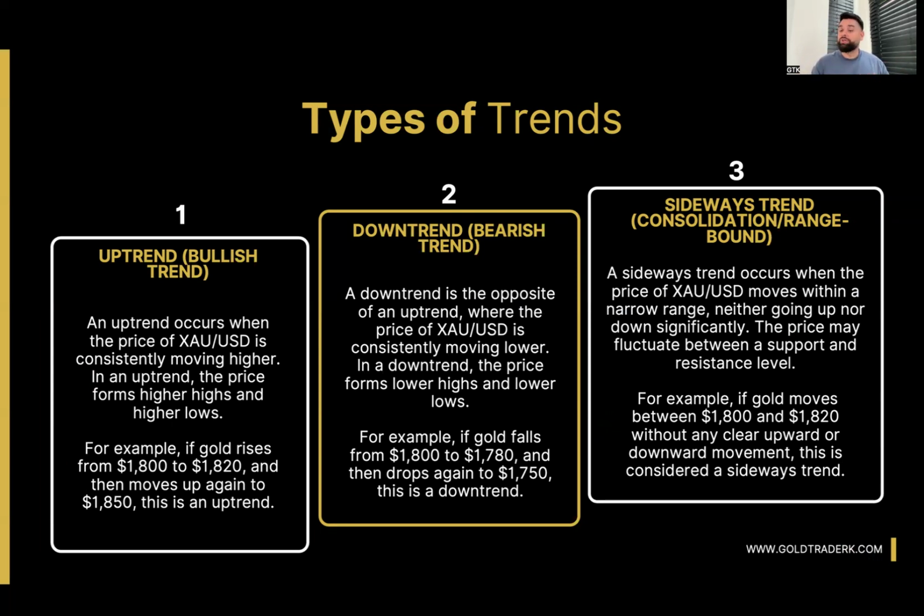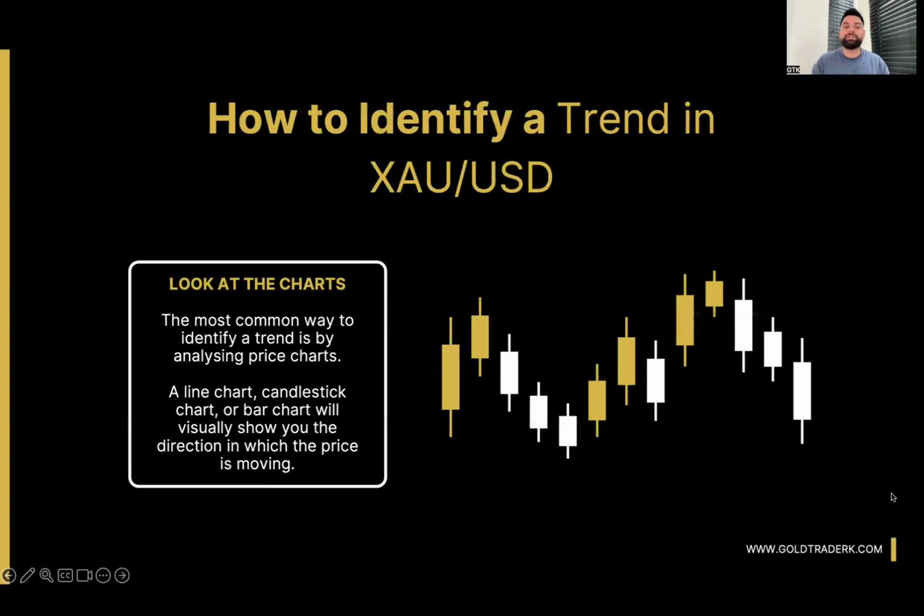Sideways trend, also known as consolidation or range bound. A sideways trend occurs when the price of XAUUSD moves within a narrow range, neither going up or down significantly. The price may fluctuate between a support and resistance level. For example, if gold moves between 1800 and 1820 without any clear upward or downward movement, this is considered a sideways trend, also known as consolidation.